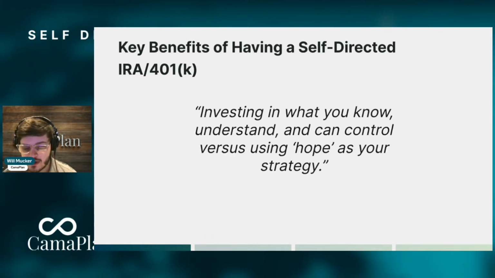This is a quote from one of our clients: investing in what you know, understand, and can control versus using hope as your strategy. A lot of people think that you have to have your money tied to the casino of Wall Street, your retirement plan in specific. That's not true. That's not the case. You can use your previous knowledge with the alternative investments you may be making with your discretionary funds and your personal investment life, with your retirement plan as well. You can even partner with your retirement plan for these investments.